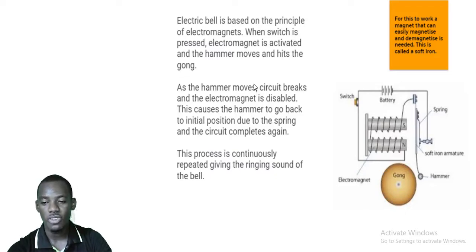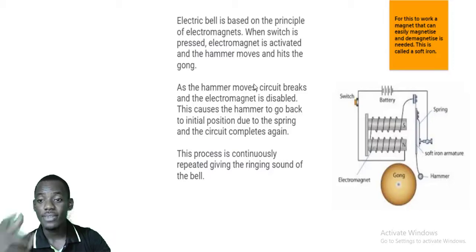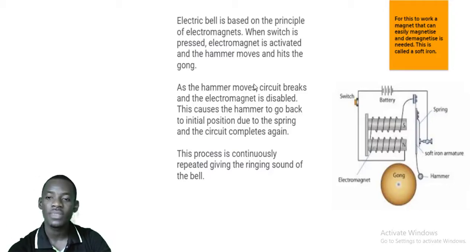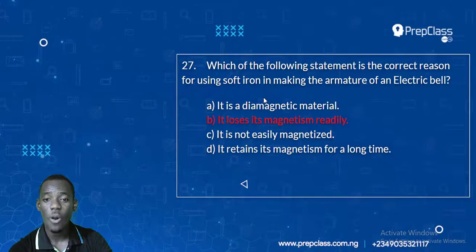That means it will stop ringing. Now, if you leave it, everything will connect again, and it will start ringing. So that's the way the electric bell works. You need a soft iron, something that can respond fast and stop responding fast. That's why we use soft iron. So the correct answer to that question is therefore option B.